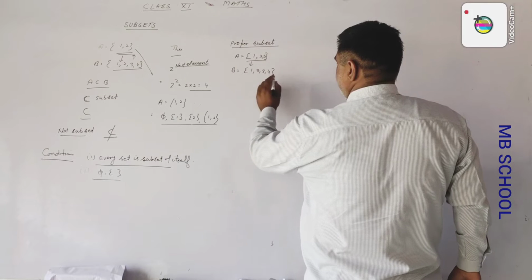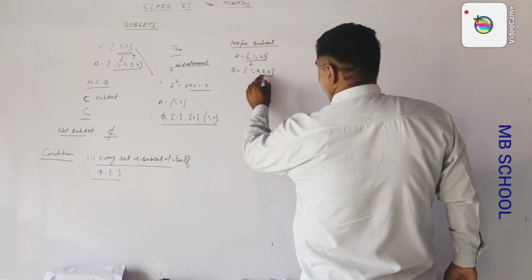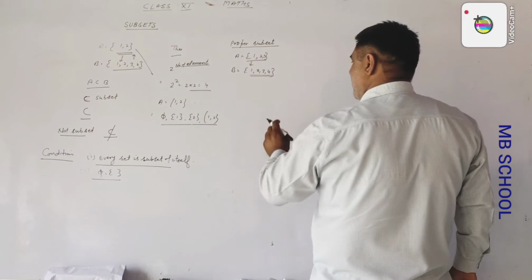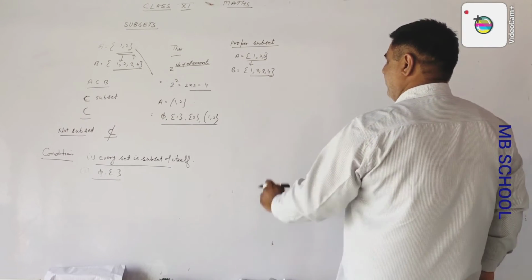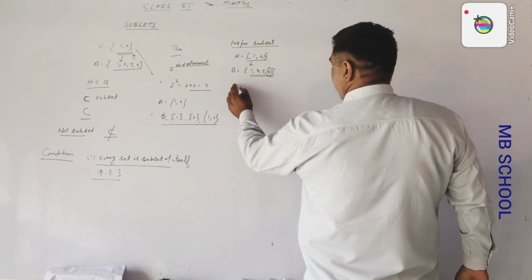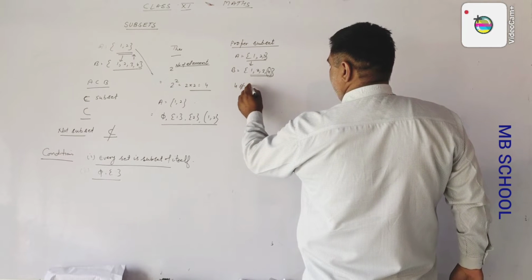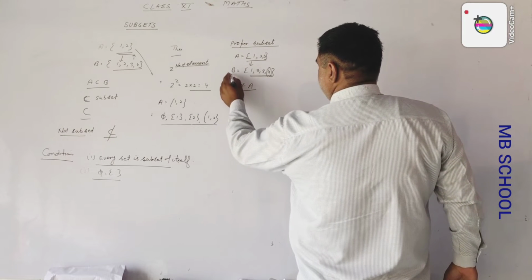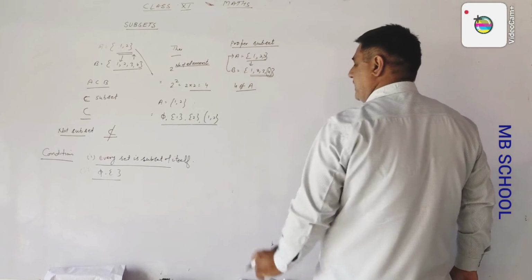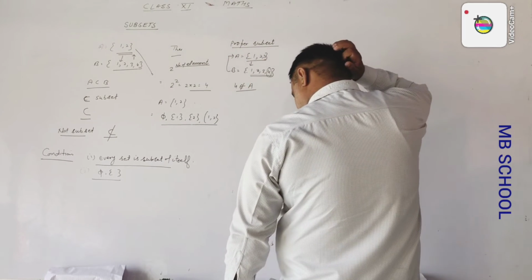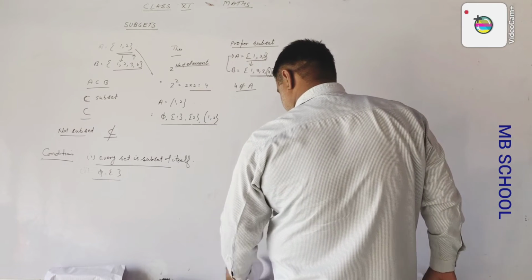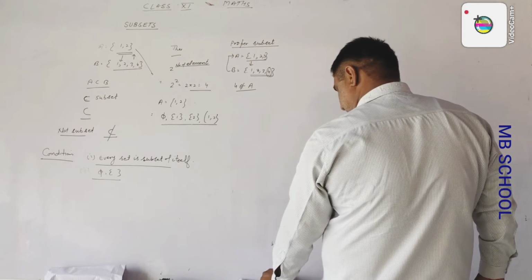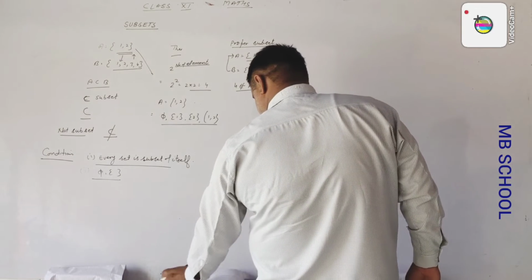Now proper subset: in a proper subset, at least one element of B does not belong to A. Here the element 4 does not belong to A, so B is the proper subset of A. कम से कम एक एलिमेंट ऐसा होना चाहिए जो इसके अंदर बिलोंग नहीं करेगा. इसको हम बोलते हैं proper subset.